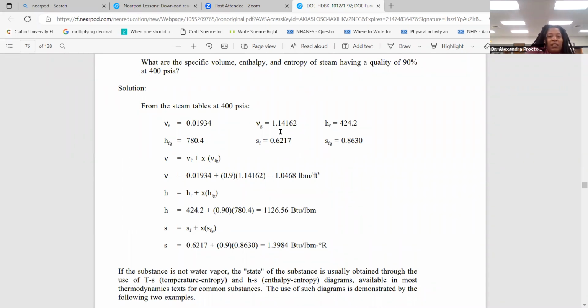And then, of course, if you find the entropy, S is equal to S sub F plus X times S sub FG, where S is equal to 0.6217 plus 0.9 times 0.8630, and that winds up being 1.3984 BTU per pound mass per degree Rankine.